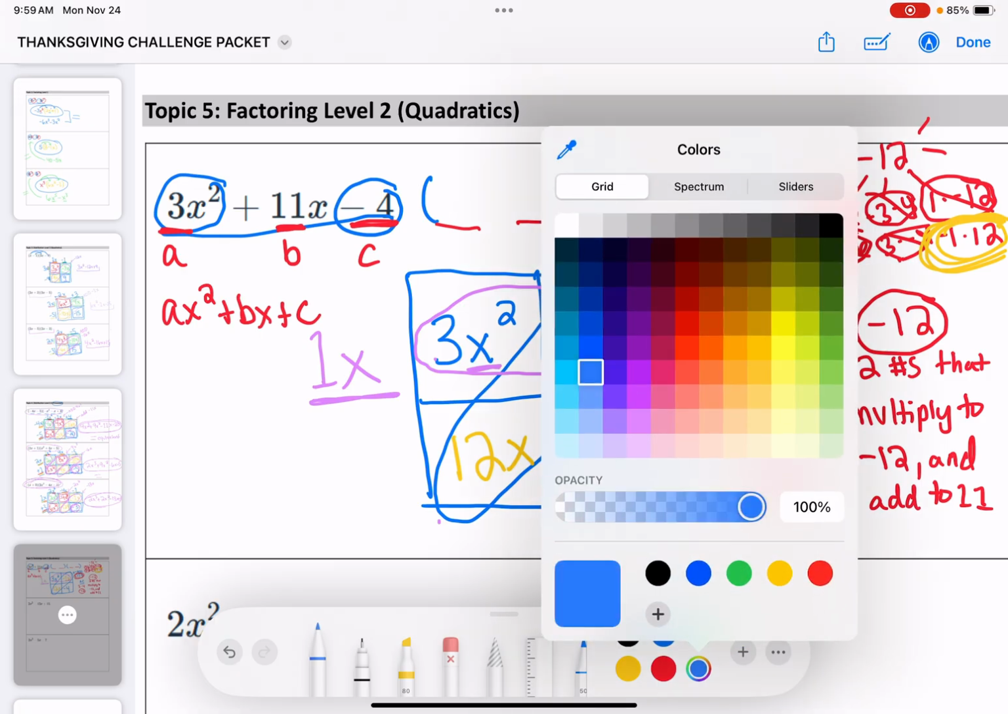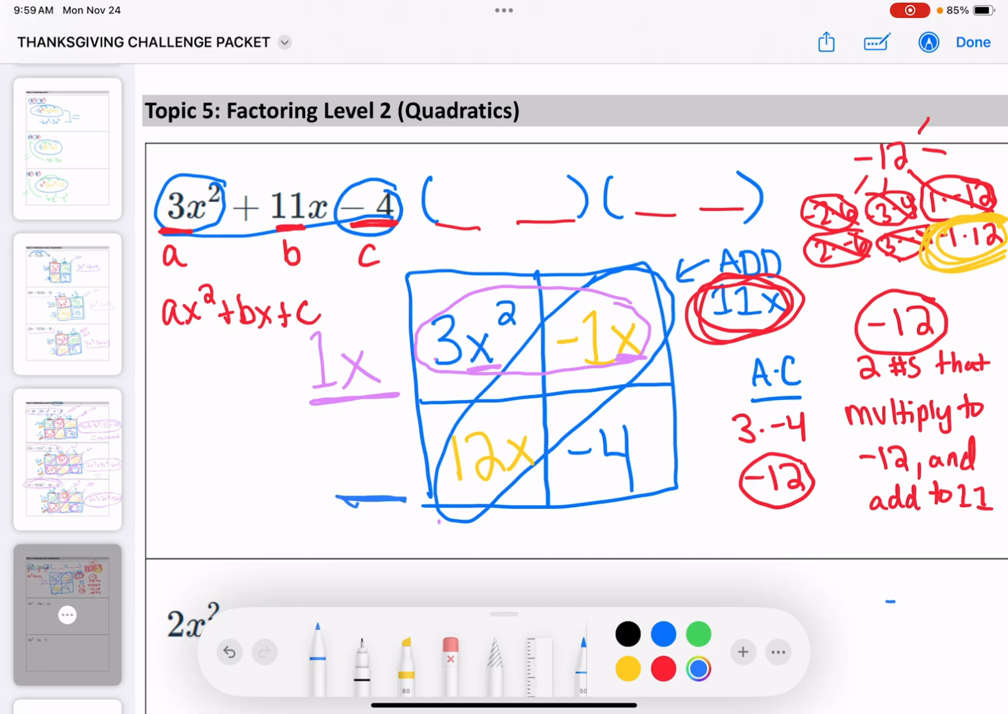Let's do this pretty blue next. I'm going to find this by factoring this row, finding the greatest common factor. 12 and 4 both have a 4 in common. However, only this term has an x, so there's no x as a common factor. Next, I'm going to do this line by factoring out my column. 3 and 12 both have a 3 in common, and they both have an x. So we can factor out an x.